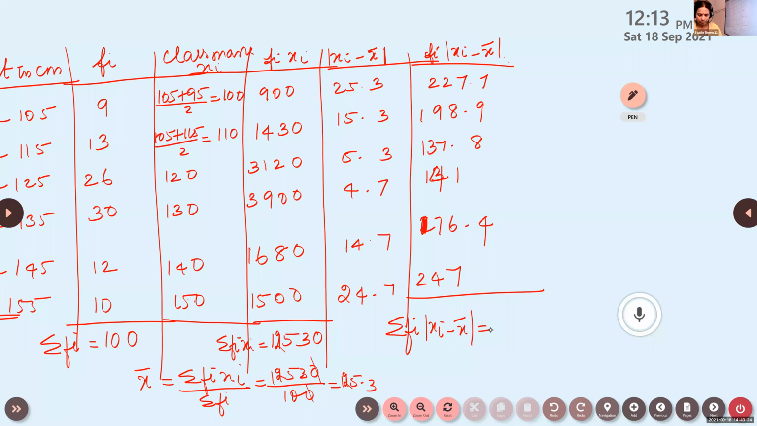Niranjan, what is the answer? 1128.7. Is it correct, Niranjan? And 0.8. 1128.8. Is it Aditya? Yes, ma'am. Others, check it. Is it correct?